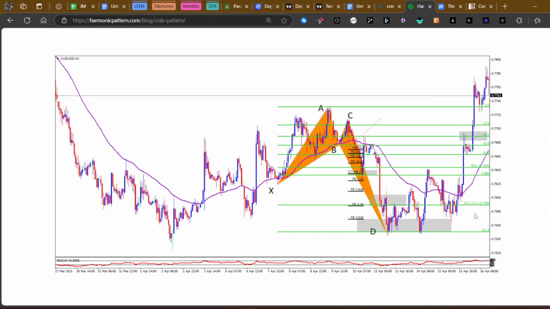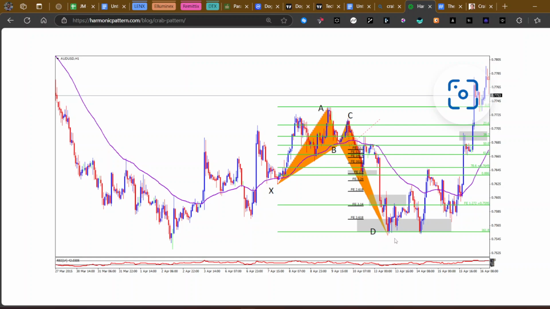Okay, now that we know what the crab pattern is and how to spot it, let's talk about how to trade it effectively. Now, when the pattern completes at point D, that's your cue to enter the market, okay? You typically want to enter at a buy order when the price hits point D in an uptrend, or a sell order in a downtrend. But remember, no trade is risk-free, so it's essential to manage your risk. One common method is to place your stop loss just outside the pattern, at the point where the price would invalidate the pattern's structure.